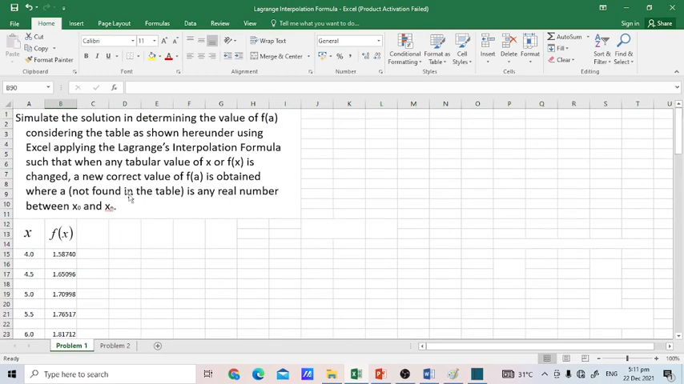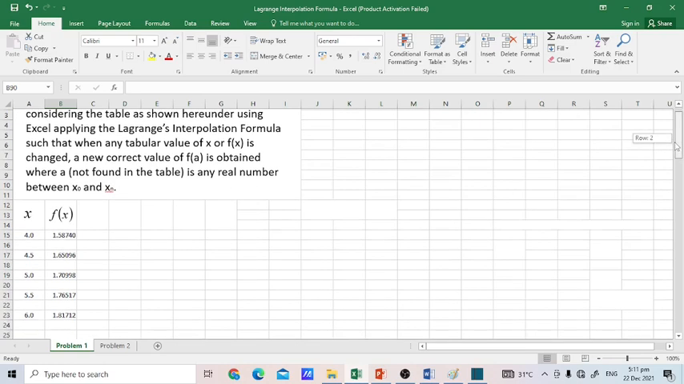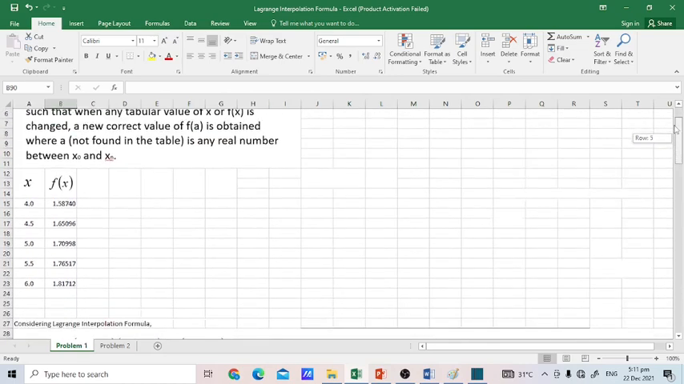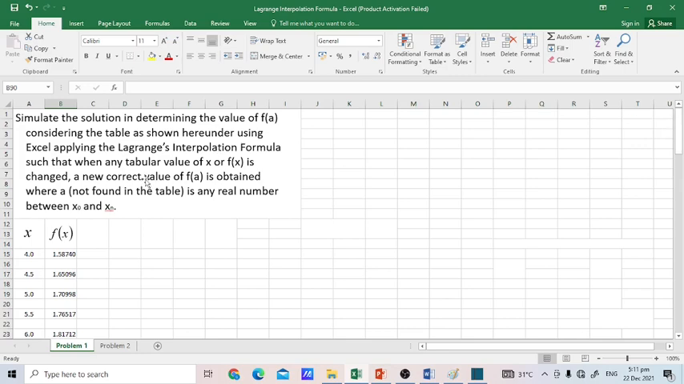So the instruction is to simulate the solution of the given problem, determining the value of f of a, considering the table as shown here, applying the Lagrange interpolation formula, such that when any tabular value of x or f of x is changed, a new correct value of f of a is obtained.